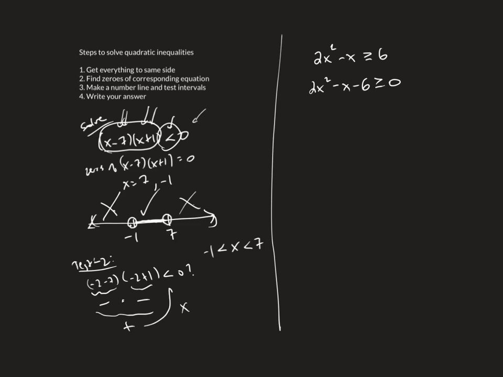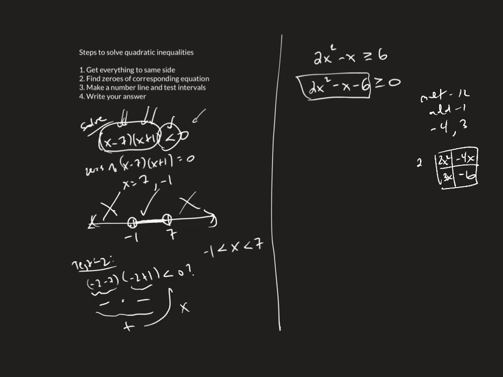We need to find the zeros of this equaling 0, and I'm going to do that by factoring because I can tell this factors. So let's see, if I went through the process of factoring, I get two numbers that multiply to give me negative 12 and add to give me negative 1. Those two numbers are negative 4 and 3. I'm going to use the box method. So 2x squared minus 4x plus 3x minus 6.